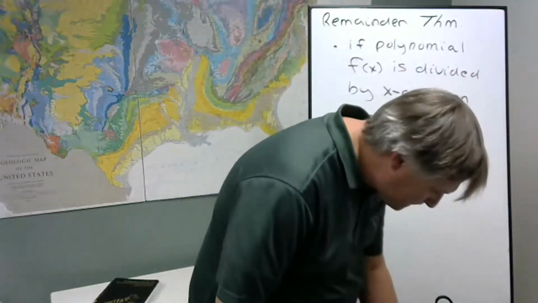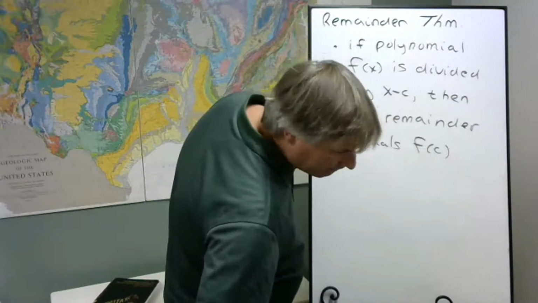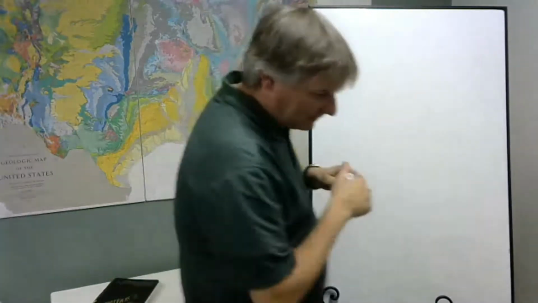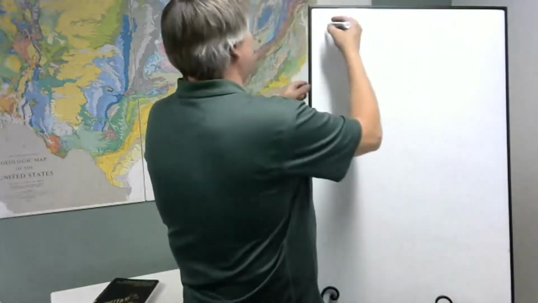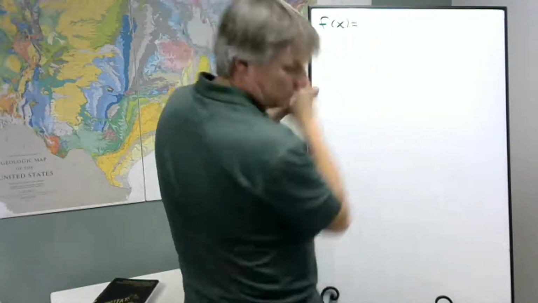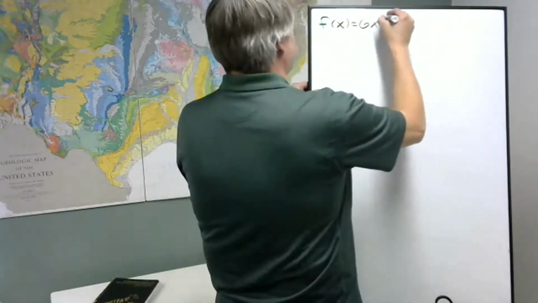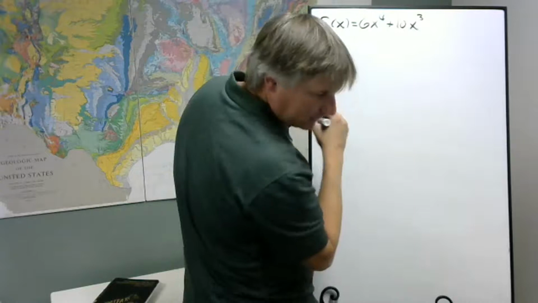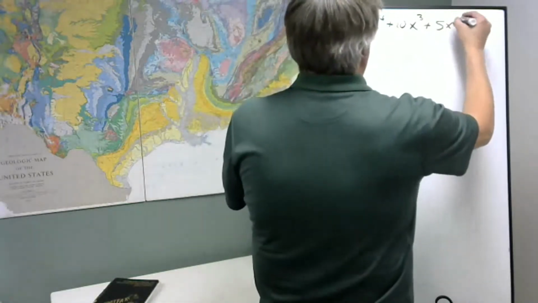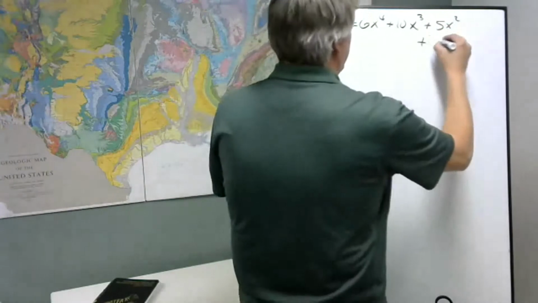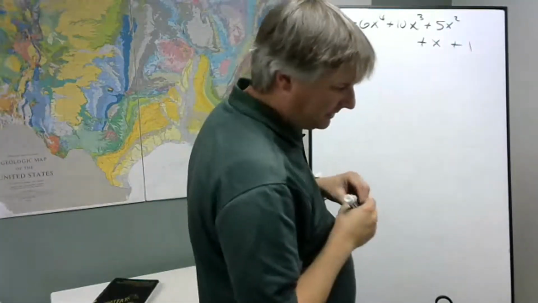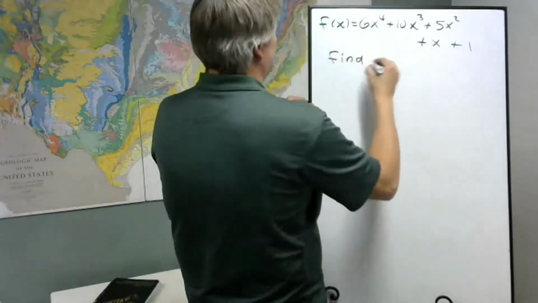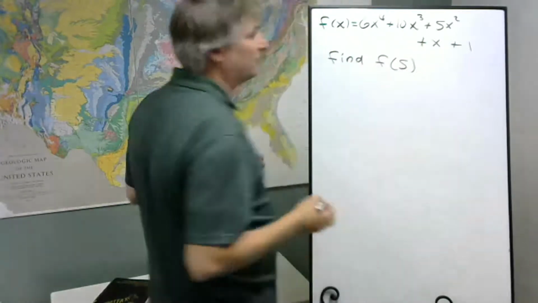Let's say we have f of x equals 6x to the 4th plus 10x cubed plus 5x squared plus x plus 1. So let's say we have something like this, and we want to find f of 5.